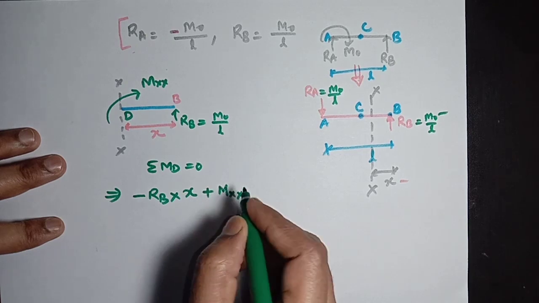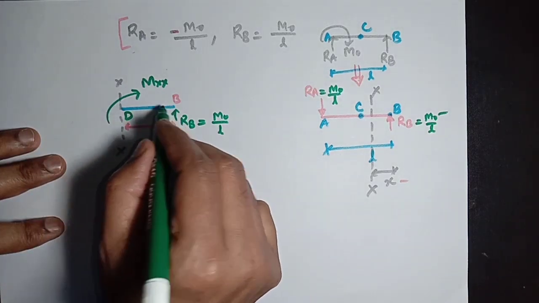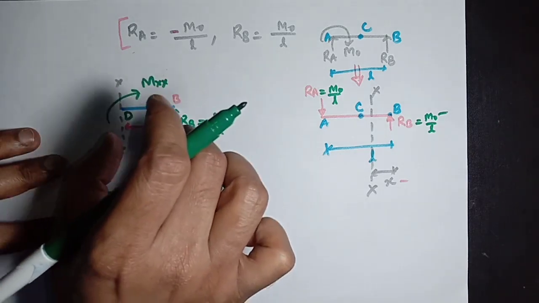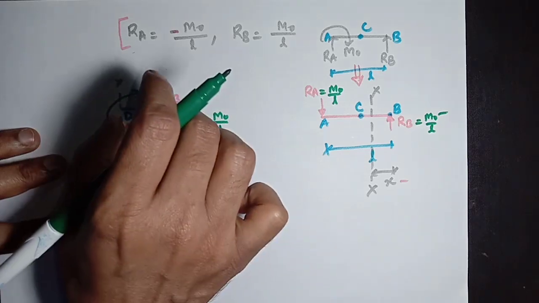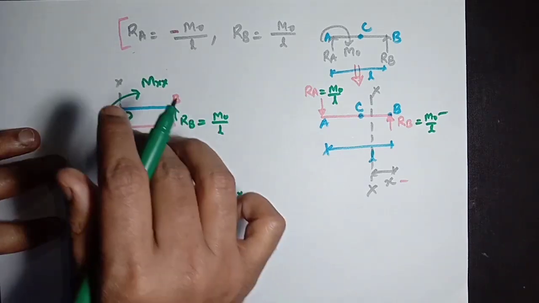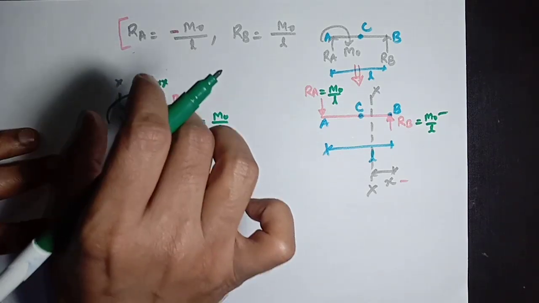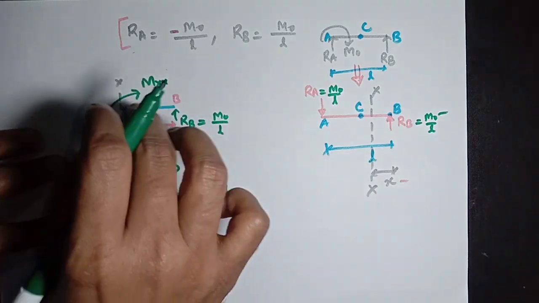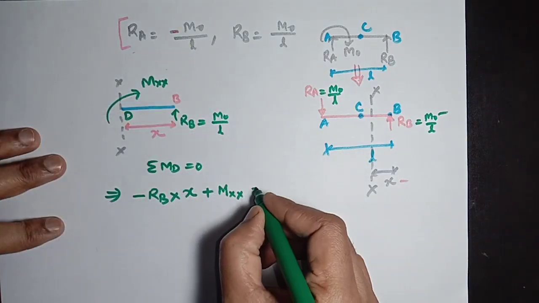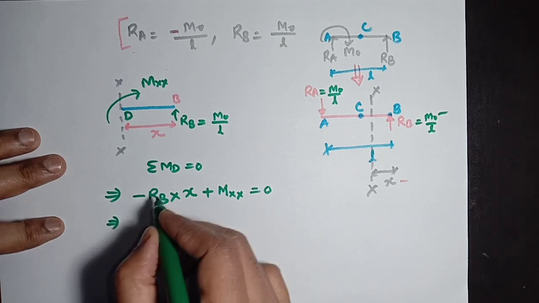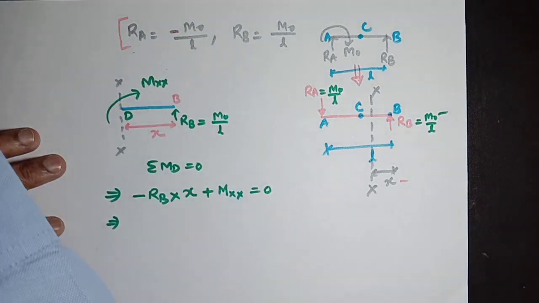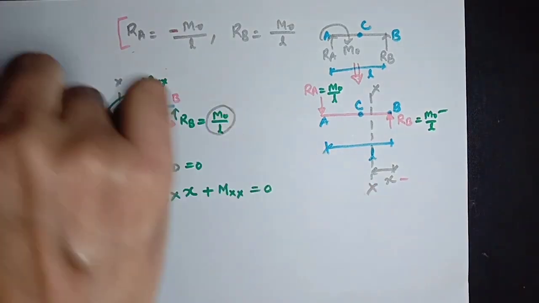It will be Mxx, and there is no other load acting on this beam. This is the free body diagram of length x of this beam. So there will be no other moment apart from these two moments. So it will be directly 0 here, and you can say RB value is nothing but M0 divided by L.